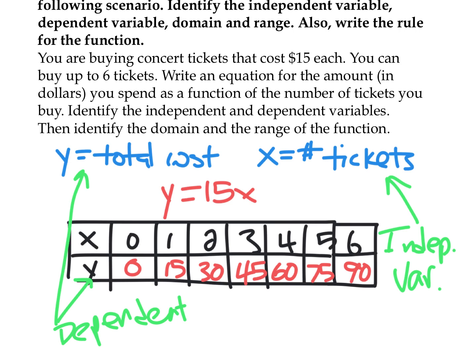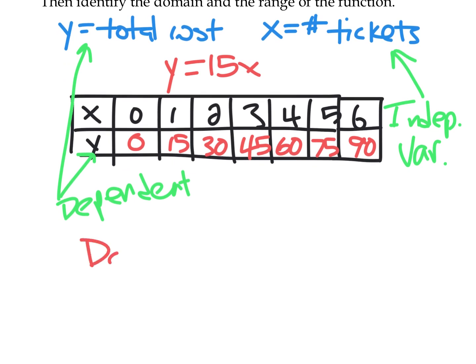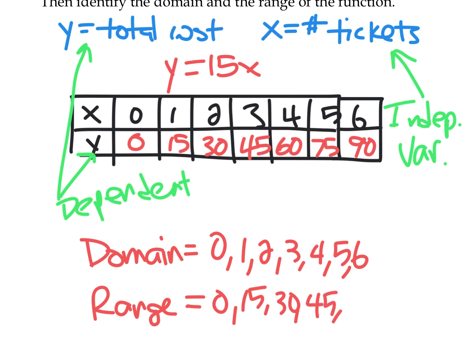Right? Our domain and our range. So our domain is going to be all of those x values. So domain is 0, 1, 2, 3, 4, 5, and 6. Those are the different numbers of tickets we could buy. Those are all the possible inputs. Those are the only numbers we could put into that equation. We can't buy more than 6 tickets. We can't buy 2.5 tickets. We can't buy negative tickets. We can buy 0, 1, 2, 3, 4, 5, or 6 tickets. And our range then is all of those outputs, which would be 0, 15, 30, 45, 60, 75, and 90.